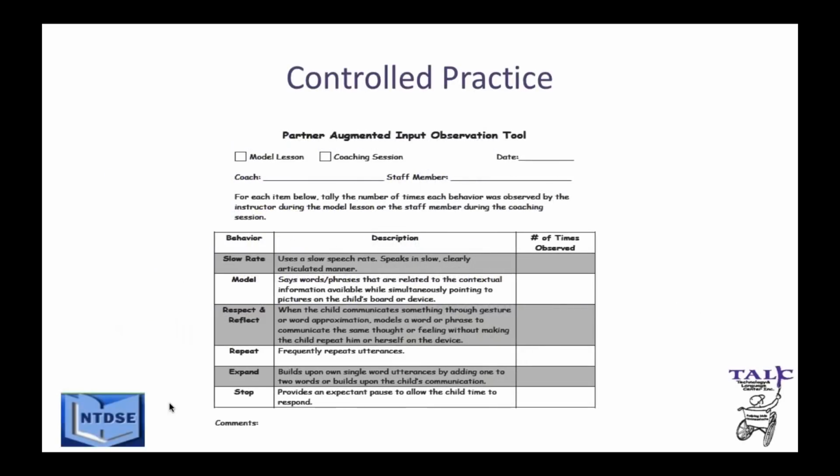So you'll see that we have on the left the behavior, so the slow rate, the model, and then on the right we just hash mark. It's really quick and dirty. Did you see me use slow rate? Did you see me model? Did you see a respect and reflect?